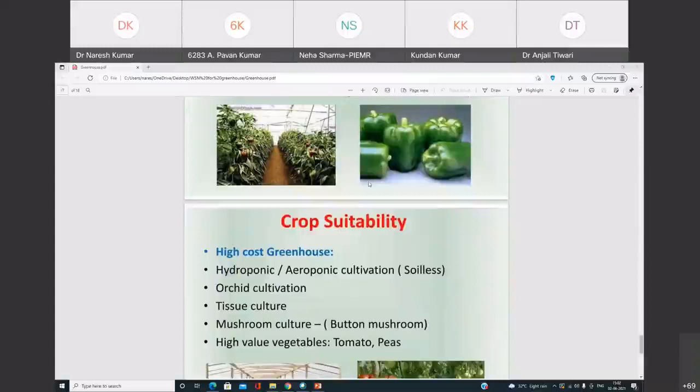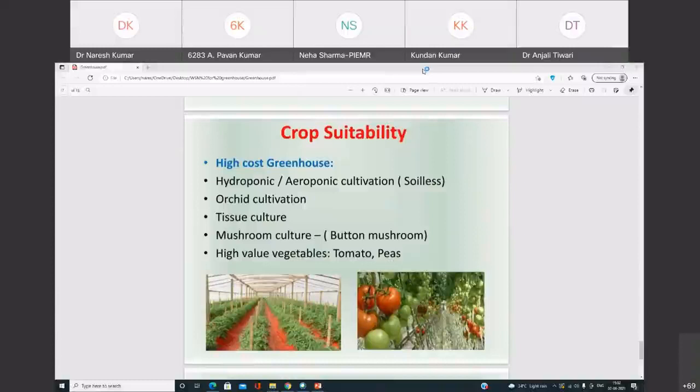Then there is another crop suitability, which is a high cost greenhouse. And this high cost greenhouse is a hydroponic or the aeroponic cultivation, which is the soilless cultivation. In this case of soilless, there are many advantages for hydroponic or aeroponic cultivation, and one can use the new plant growing technique in agriculture. And mostly nowadays it is practiced by researchers for performing experimental studies, and their study reports conclude that it can be accepted for agriculture as a modern day plant cultivation technology.